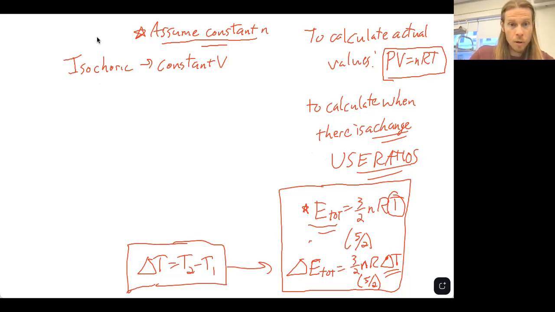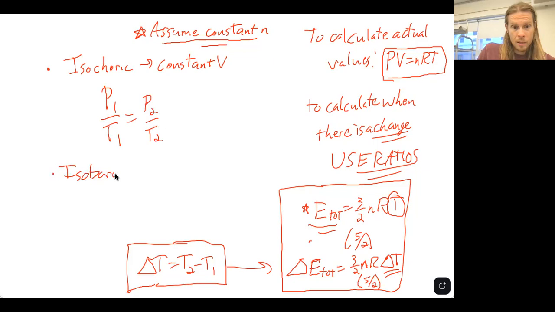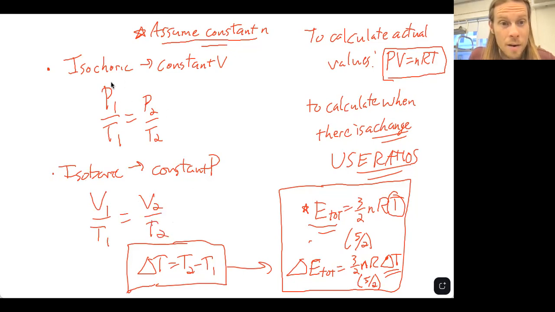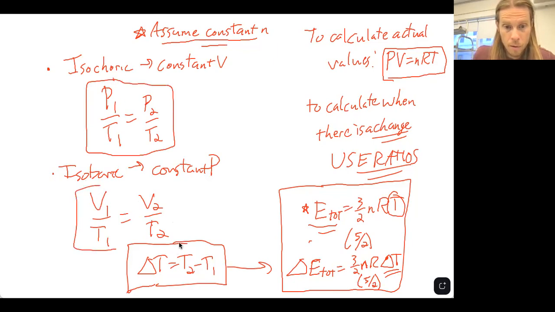So for an isochoric process, constant V, that means that P1 over T1 equals P2 over T2. And for an isobaric process, constant pressure, we have the volume changing. V1 over T1 equals V2 over T2. And then there's one more we're going to do today. That'll be the next video. Right? But for today, here it is.